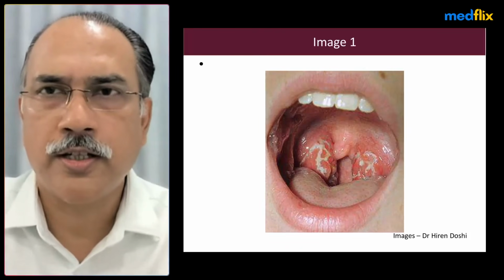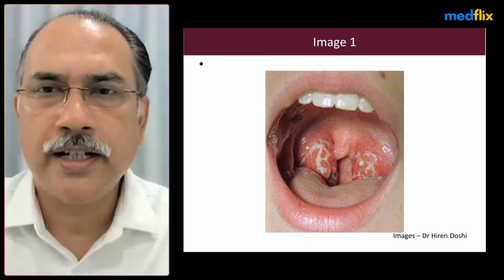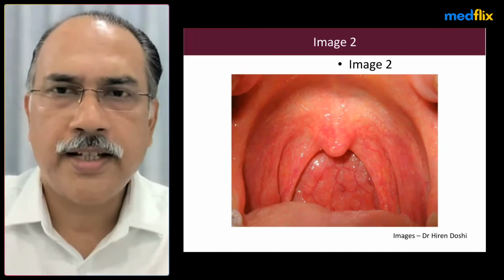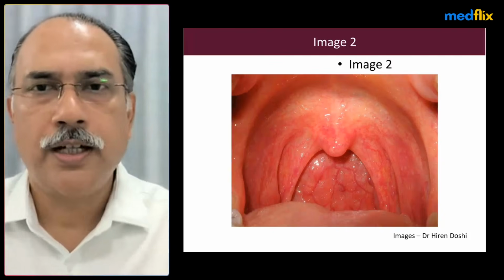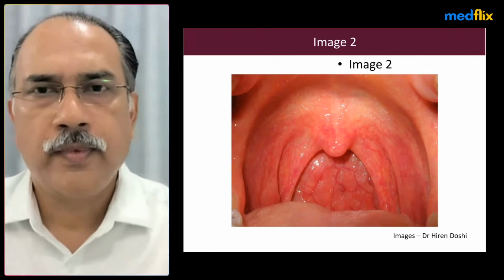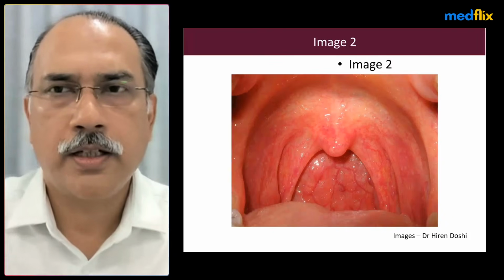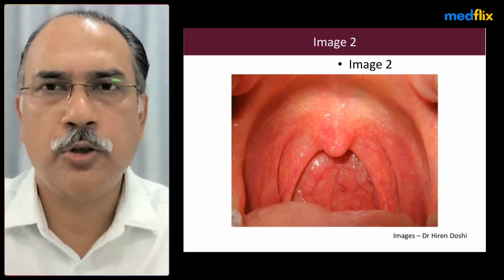Yeah, follicular tonsillitis, Dr. Bagadi has written. That is very correct. Next, let's look at another image. Here also, child has come with fever, cough, and throat pain. Okay, so let me know your thoughts.